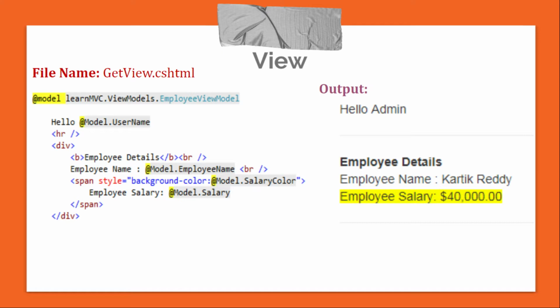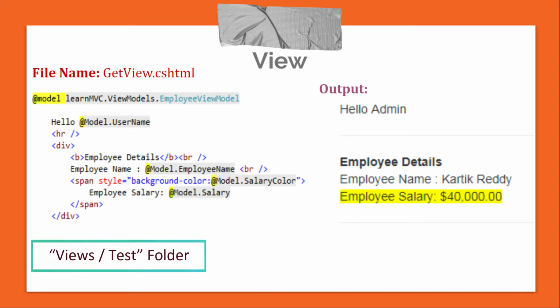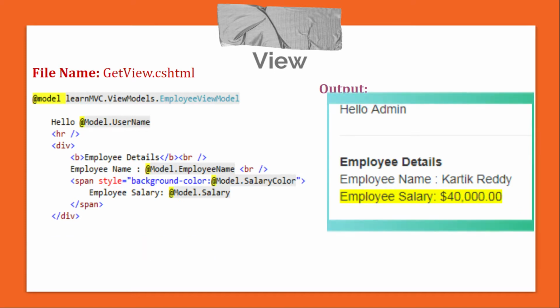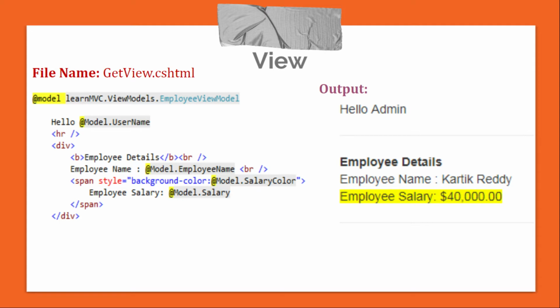Write down this code into the GetView.cshtml HTML file, which is located inside the Views Test folder. Now press F5 and test the output. You will get the output as follows. Here the employee's salary is greater than 20,000, so the employee's salary color is shown in yellow, otherwise it will be in green color. This condition we have mentioned in the TestController file, in the GetView action method.